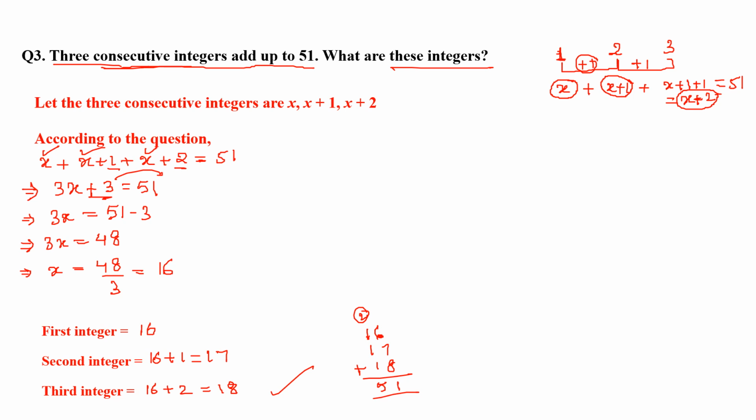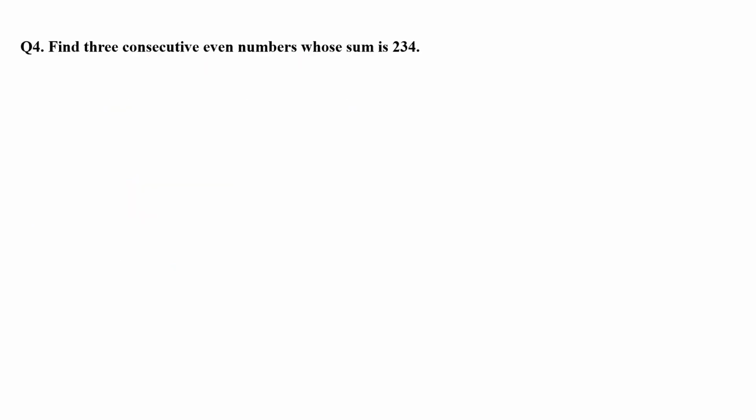Now I am moving to question number 4. Find three consecutive even numbers whose sum is 234. So the concept is somewhat similar to the previous one. In the previous question it was consecutive integers. Here it is consecutive even numbers. Okay, again let's try to understand this concept.